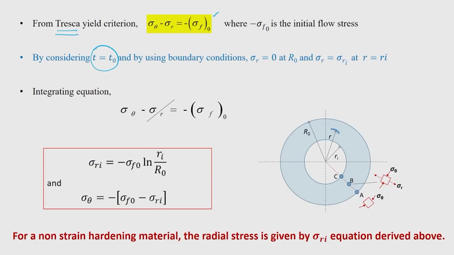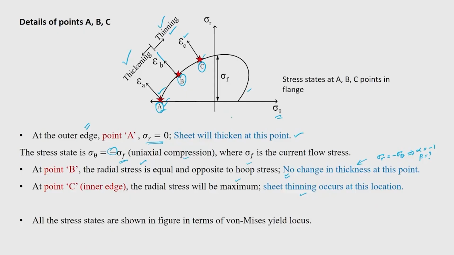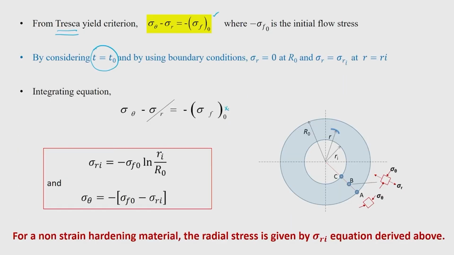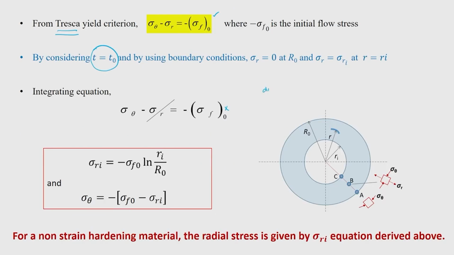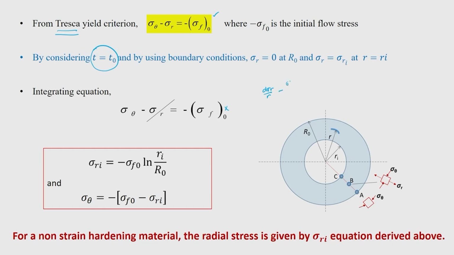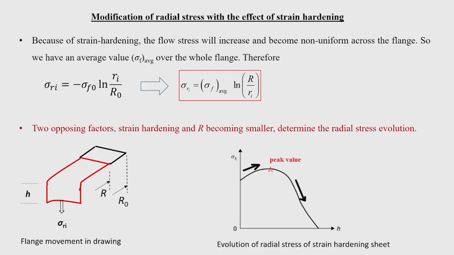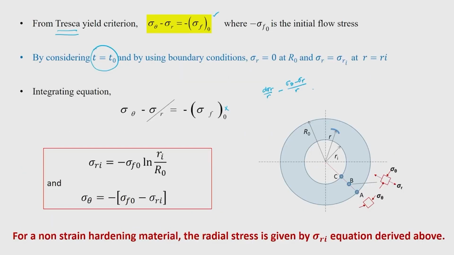Okay. So now there is a small change in this equation. We are going to say that d sigma r by dr, the second term goes off, minus sigma theta minus sigma r divided by r equals 0.